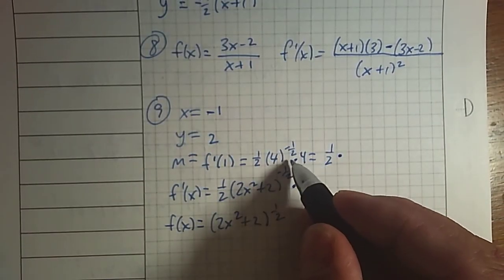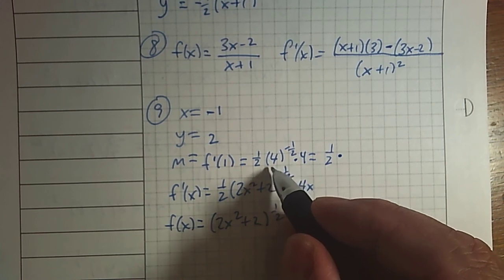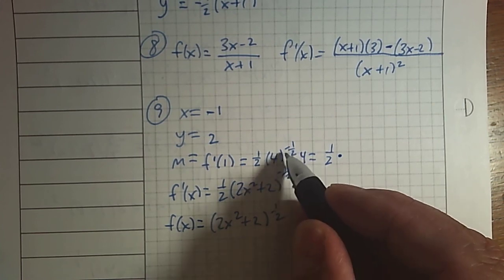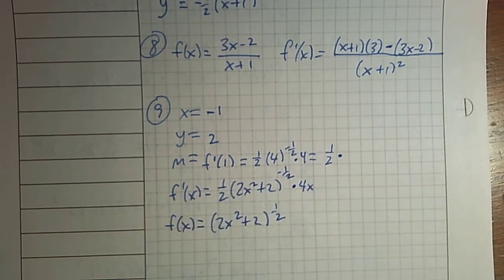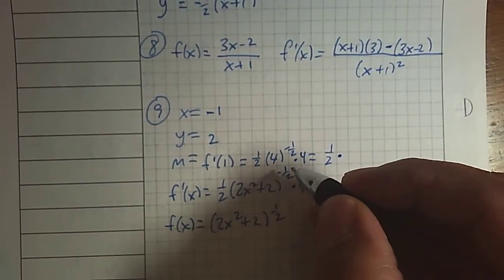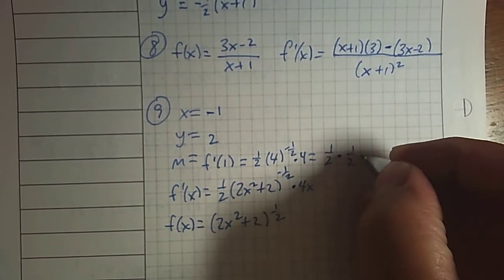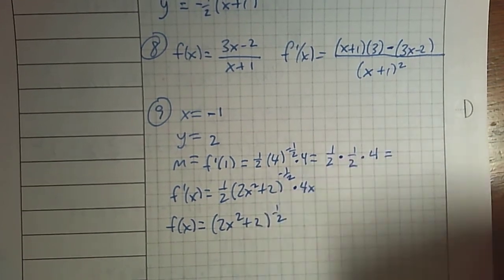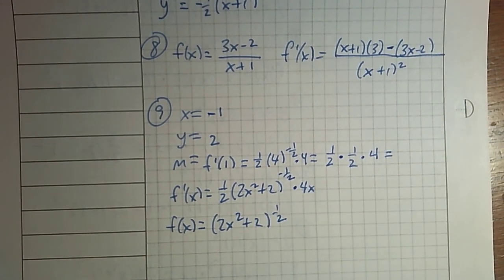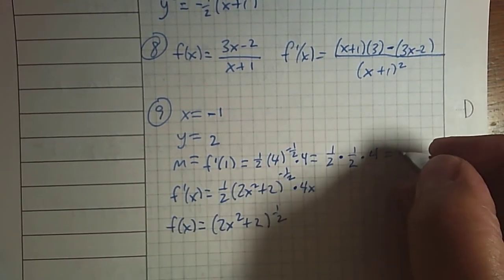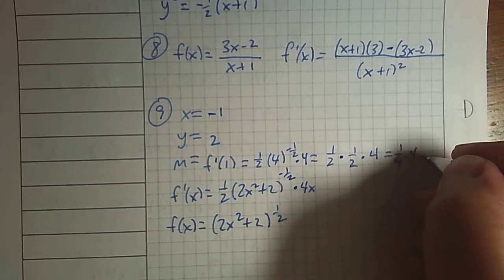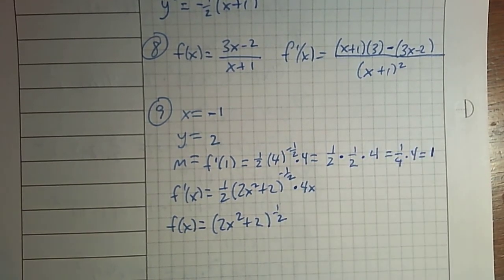The 1/2 means square root, so the square root of 4 is 2, and the negative exponent means reciprocal. So the square root of 4 is 2, reciprocal means that's 1/2, not a negative answer. And then I have to be able to multiply this. So 1/2 times 1/2 is a quarter, and a quarter times 4, that slope for number 9 is simply 1.